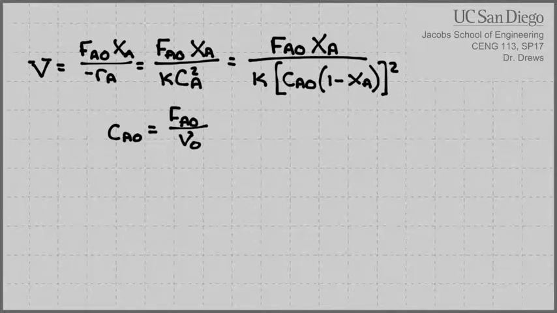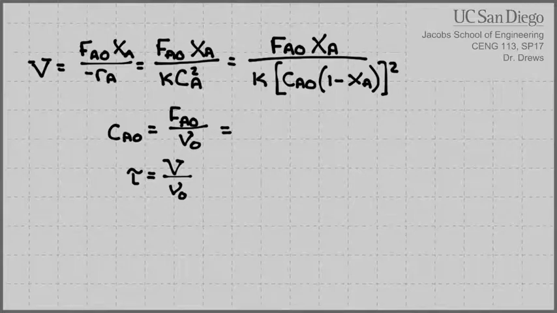But we're kind of stuck, right? We don't have a flow rate. What can we use instead? The residence time. Remember, our residence time, tau, is equal to V, the volume, over the volumetric flow rate.